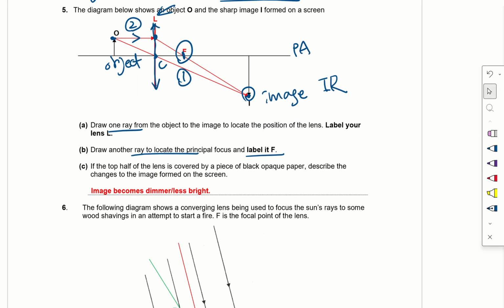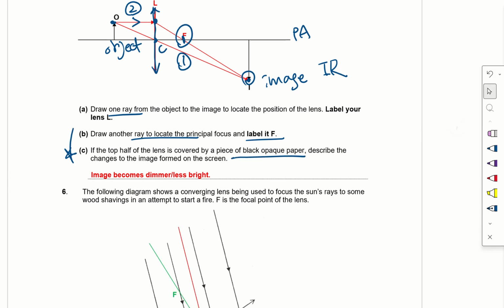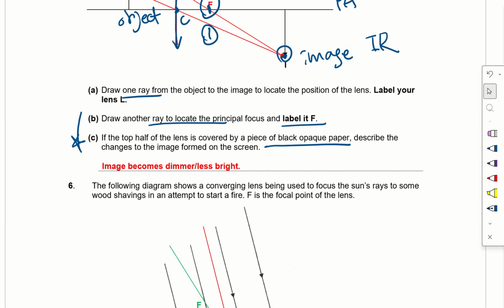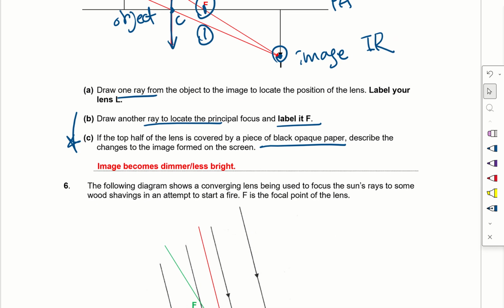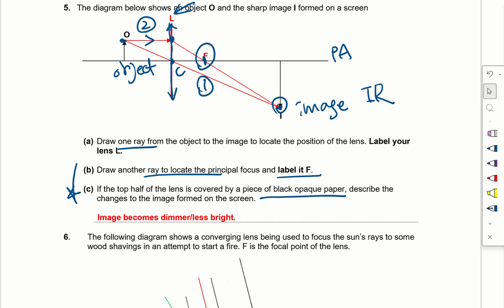Now part C is a very popular question. If the top half of the lens is covered by a piece of black opaque paper, describe the changes to the image formed on the screen. So a lot of you actually wrote that the image will be half. That means like if the object is a man, you can only see half the image.